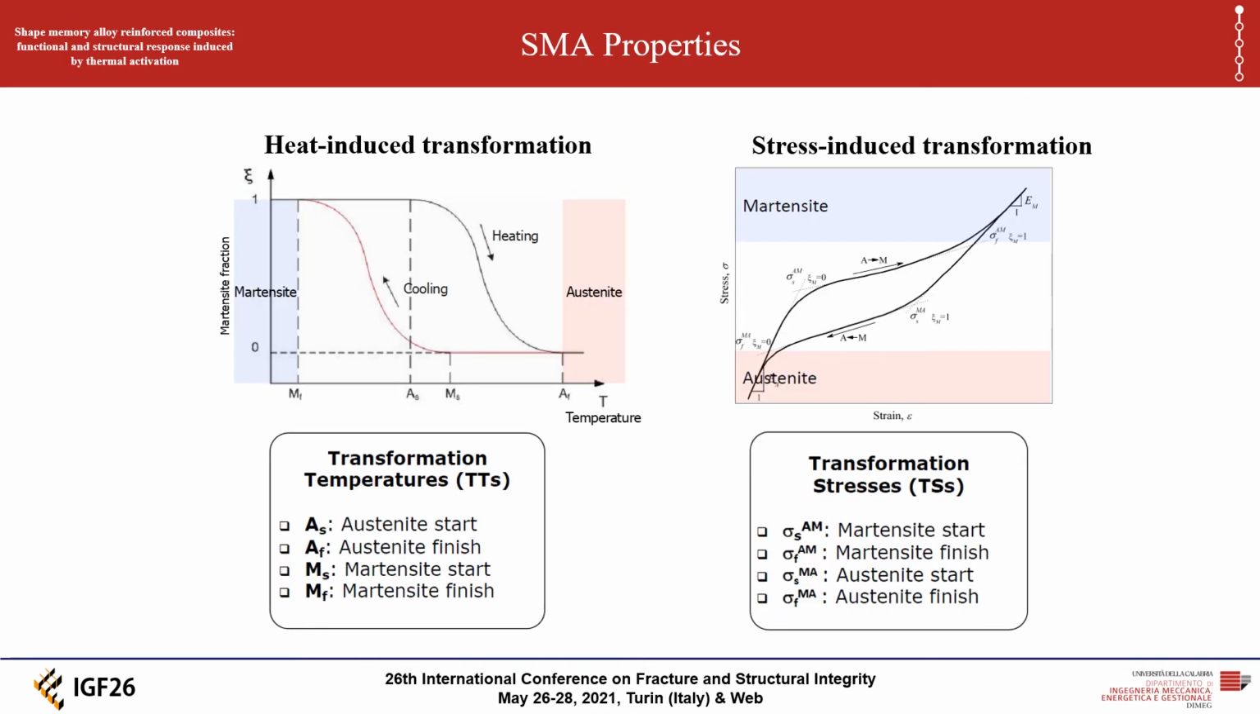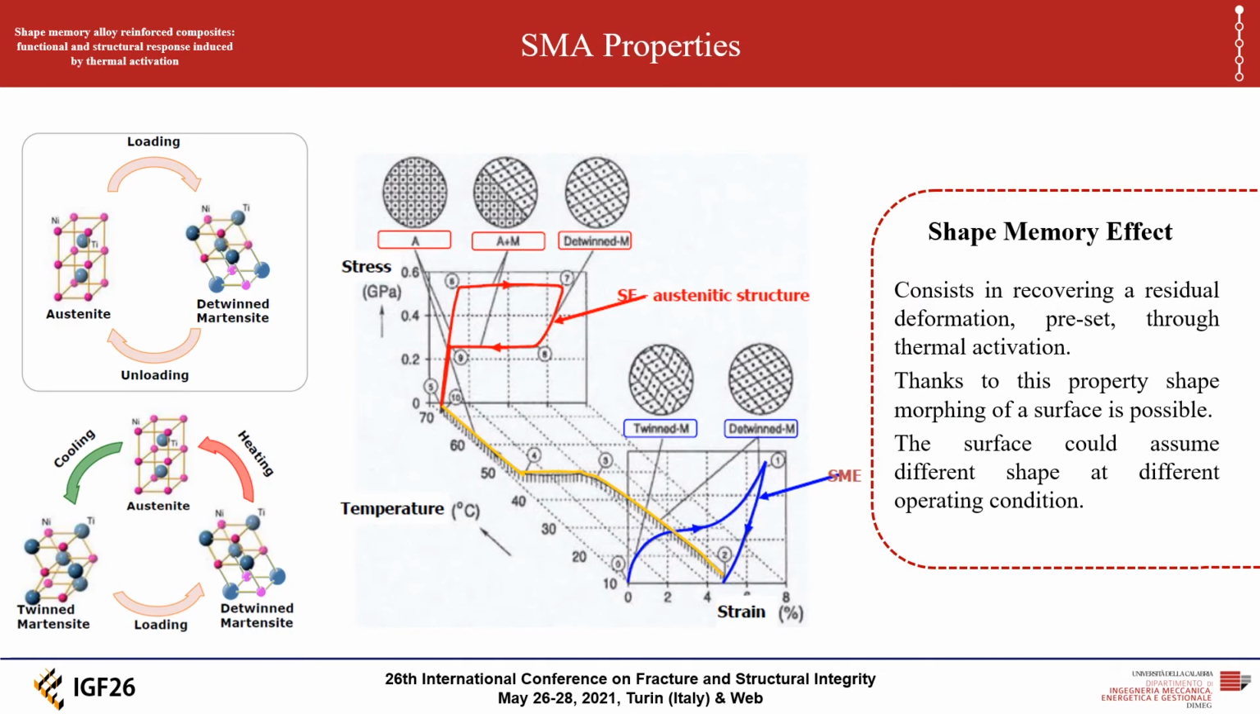Temperature plays a key role for the SMA. Phase change is achieved through heating from martensite to austenite, or cooling from austenite to martensite. From the variation of the martensitic fraction that turns to austenite, it's possible to derive the start and finish transformation temperatures of the single phase. Stress also affects the phases. In fact, a material that is already at high temperature, like austenite, can be transformed into martensite by applying a mechanical stress. The property that is exploited for the realization of adaptive surfaces is the shape memory effect.